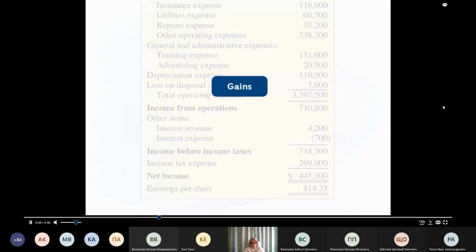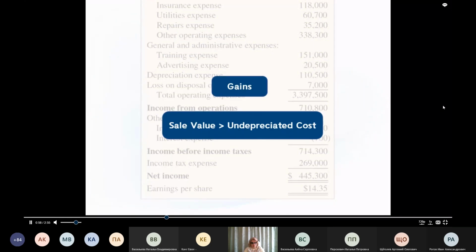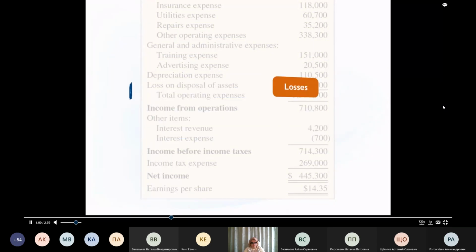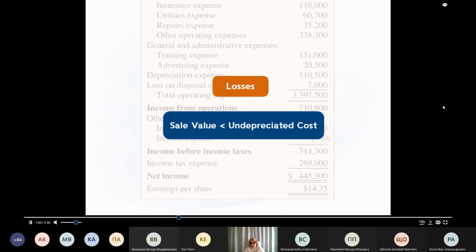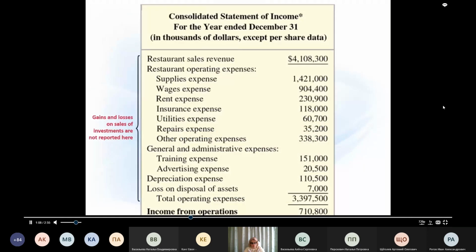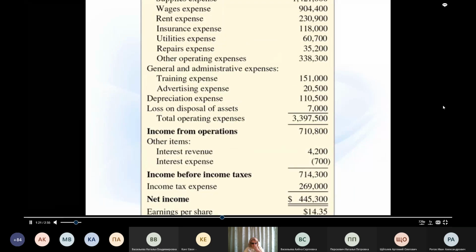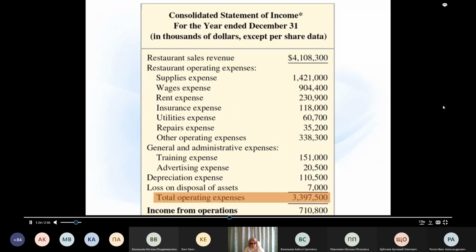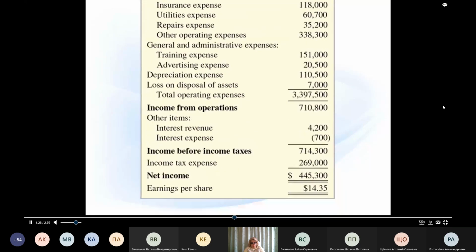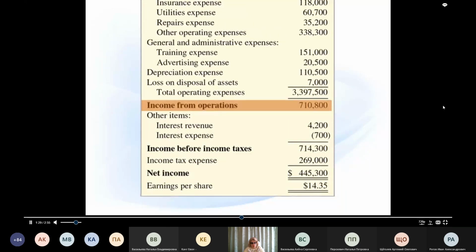Gains result when assets other than investments are sold or disposed of for more than their undepreciated cost. Losses result if they are sold or disposed of for less than the undepreciated cost. Note that selling short or long-term investments above or below cost also results in gains or losses, but these are not reported in the operating expenses section of the multiple step income statement. Instead, they're reported in other items discussed below. Operating revenues less operating expenses equals operating income, also called income from operations, which is a measure of the profit from central ongoing operations.